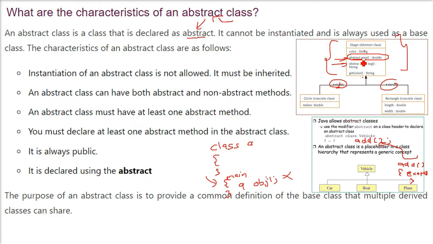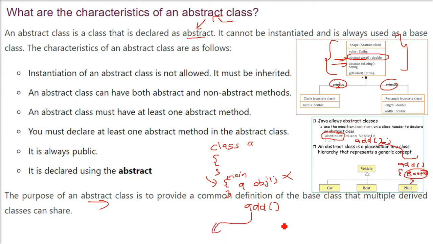So the purpose of the abstract class is to provide a common definition of the base class that multiple derived classes can share. Okay. So this is all about a template, a generic class, a generic concept, and this is a good inheritance, and it does not bog down the whole purpose of the object-oriented programming language, right? So abstract class is a very powerful thing, and I encourage you to always use the abstract class.